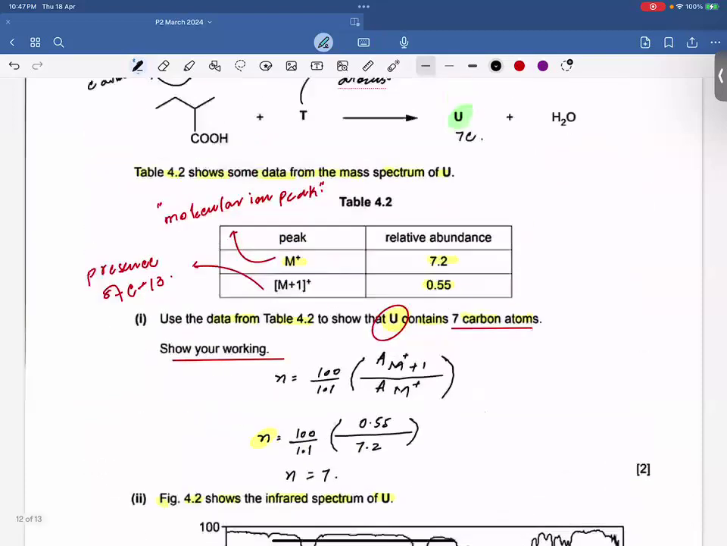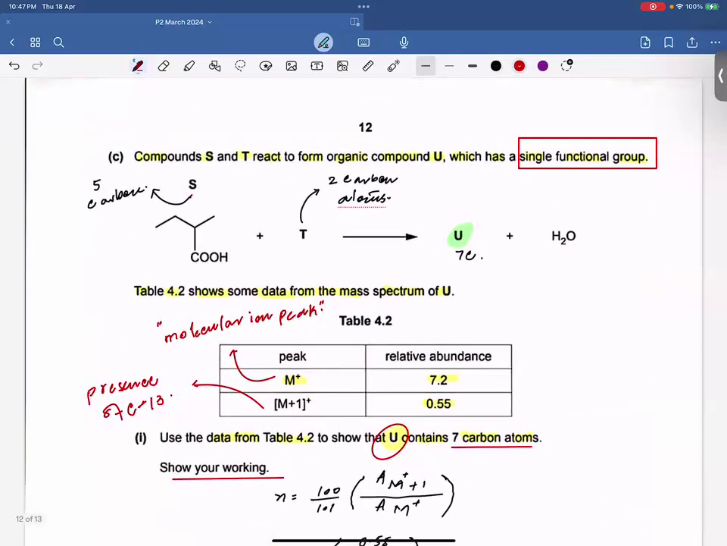Okay. Now this U contains the ester functional group. And the ester functional group is always formed when a carboxylic acid and an alcohol react together, which means this T is basically an alcohol. And this alcohol contains 2 carbon atoms, which means this alcohol is going to be ethanol.